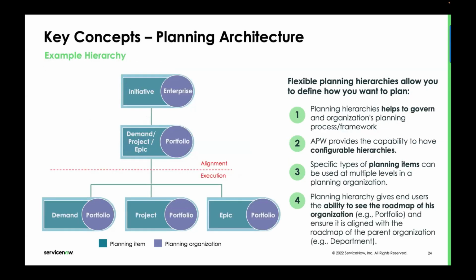Here's an example of an architecture. At the initiative level, the enterprise level, we're going to set up some initiatives. Below that, we're going to have a construct called a portfolio. In the portfolio, we're going to be bringing information from demand, project, and epic, right? So that's the structure. The actual demonstration today will use that structure. I will demo portfolio, demand, project, and epic. And this is a construct we have.